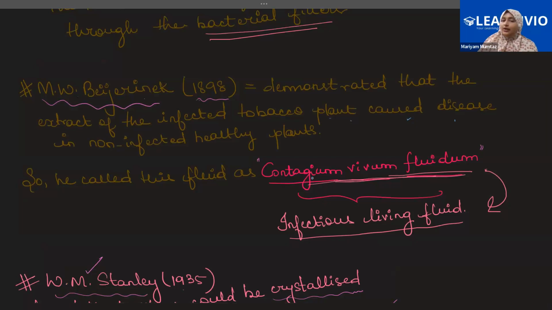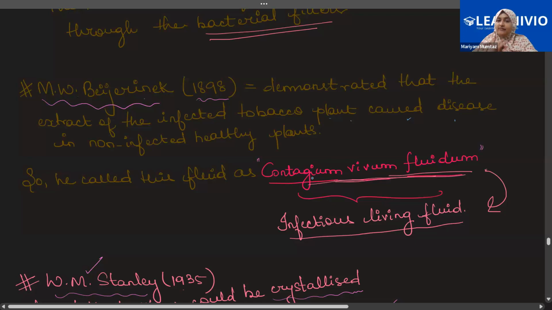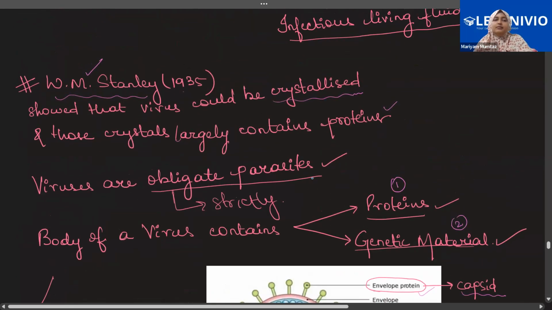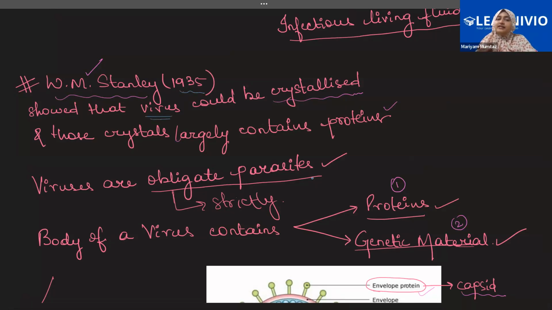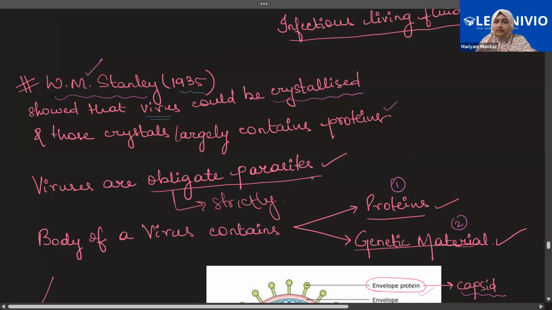Okay. So because the extract of the infected plant caused the healthy plant to become infected, M.W. Beijerinck called the fluid contagium vivum fluidum. This means infectious living fluid. So this fluid shows that the virus is infectious. Now then came W.M. Stanley. In the year 1935, he showed that the viruses could be crystallized, and those crystals largely consist of proteins. Is it clear up till now? Yes, very good.